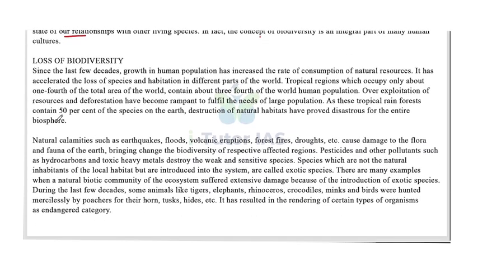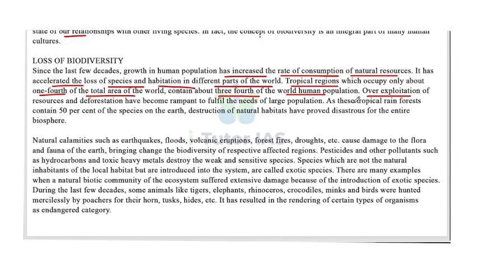Now, loss of biodiversity. Since the last few decades, growth in human population has increased the rate of consumption of natural resources. It has accelerated the loss of species and habitation in different parts of the world. Tropical regions occupy only about 1/4 of the total area of the world, but they contain about 3/4 of the world human population.